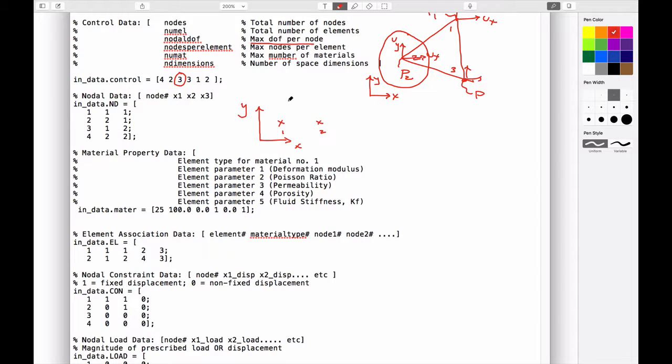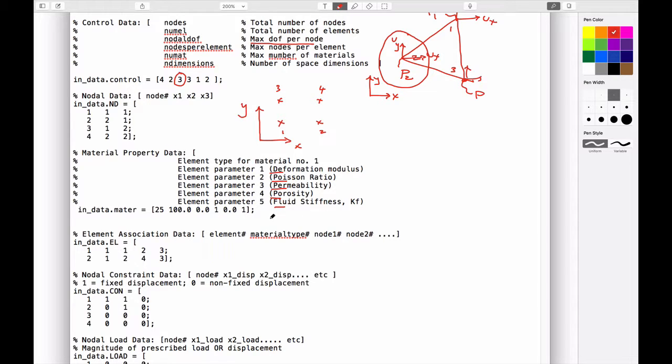Node 3 would be 1, 2. And node 4 would be 2, 2. The data we need to define would be things like Young's modulus. We'd need Poisson ratio. We'd need Darcy's law. We need porosity. And we need fluid stiffness. Actually, if you look back at the equations, those are the only things that we need. These are the 5 things that we need, and we'd have to supply those somehow.